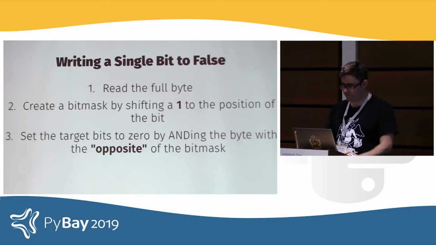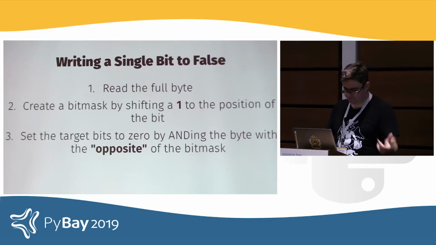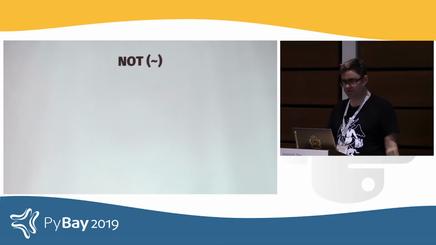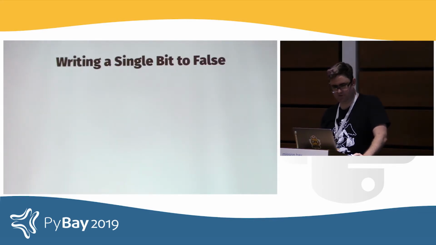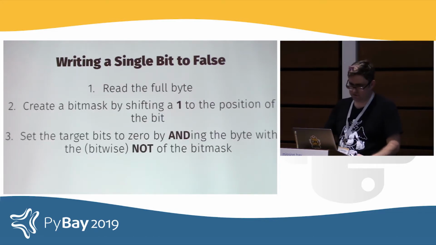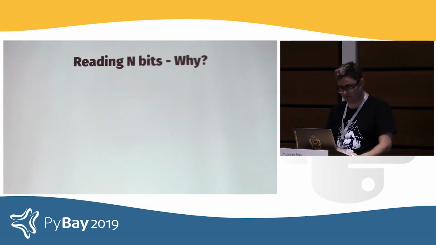If you want to write it to false, a little bit different. Again, doing all these things, reading the byte, shifting it over. In this case, instead of ORing with the 1, you need to set the bit you care about to 0 by ANDing the byte with the inverse, or the opposite, of the bit mask. And you're like, why, how, what, how do we do that? This is a bitwise not. It's pretty straightforward. It just toggles every bit in the byte. So if it's a 1, it becomes a 0, and a 0 becomes a 1. So if you're writing a single bit to false, again, read the byte, make a bit mask, set things to 0 by ANDing the byte with the bitwise not of the bit mask, and write the update.